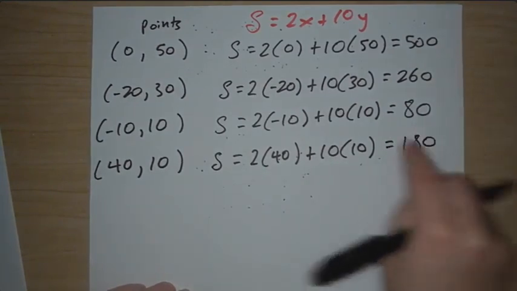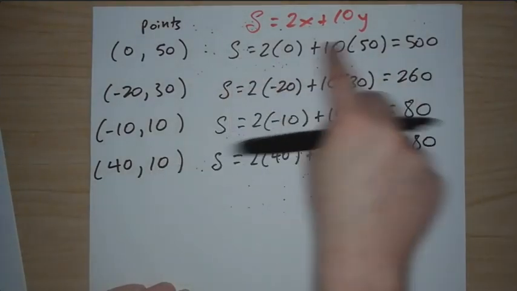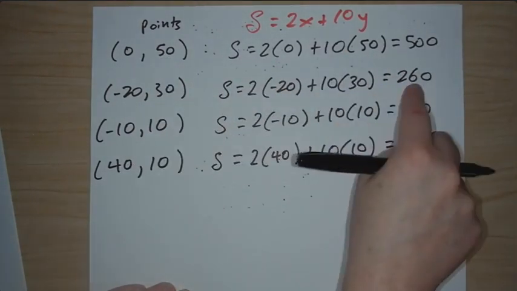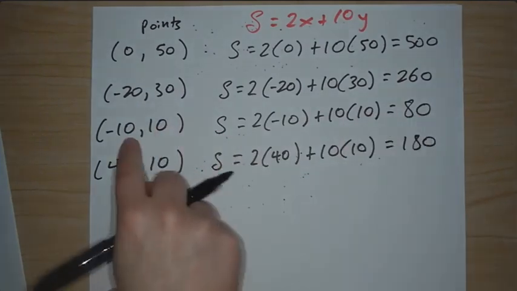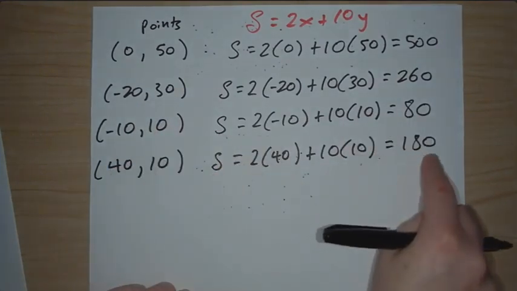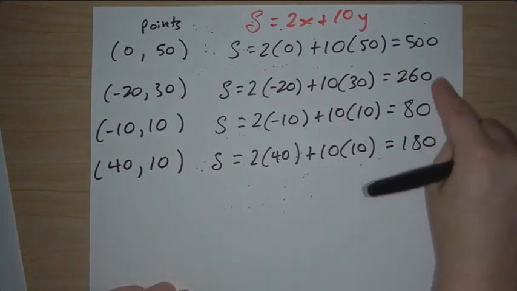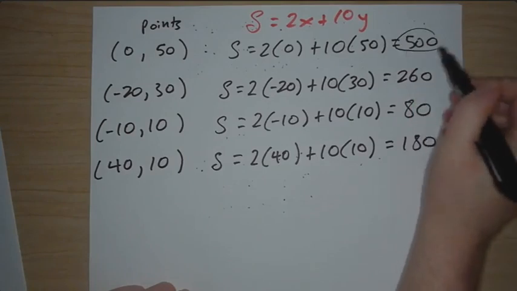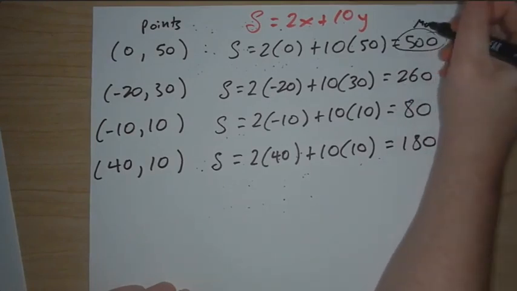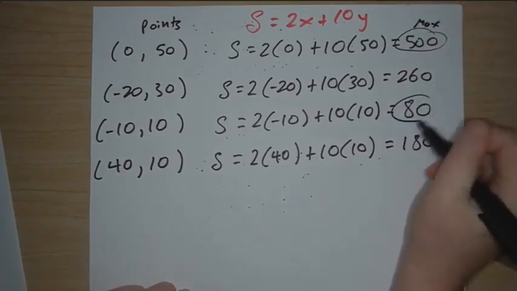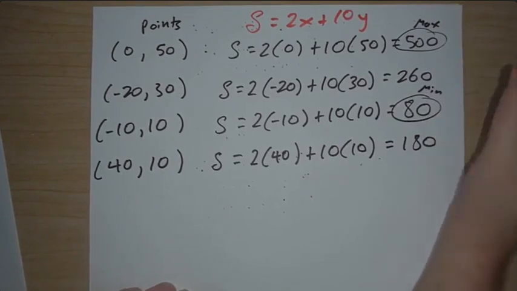So you look at each of these numbers that S is equal to. S is equal to 500 at this point, S is equal to 260 at this point, S is equal to 80 at (negative 10, 10), and S is equal to 180 at (40, 10). And we look at these and we go, well, 500 is the biggest, so that's our max. And it looks like 80 right here is the min.